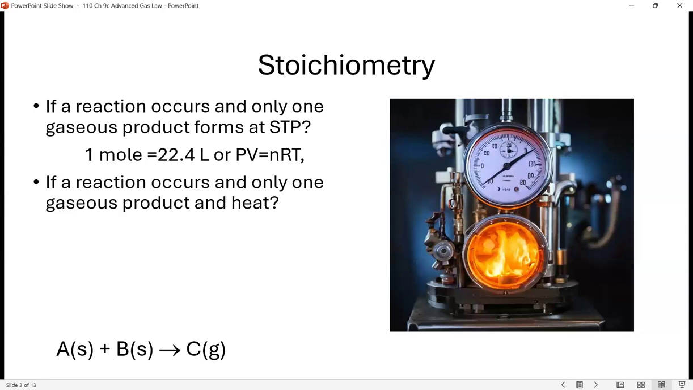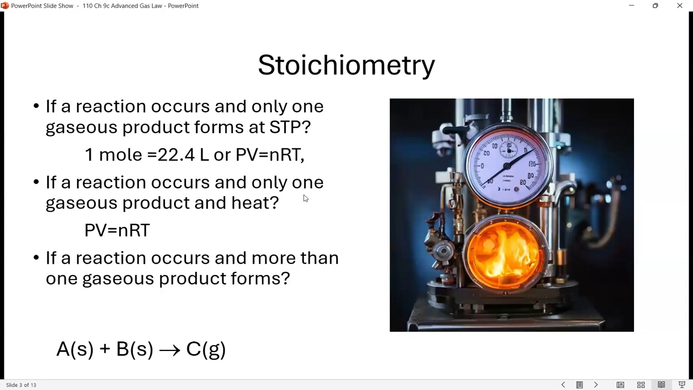If a reaction occurs and we heat it up or we're not at STP, then we can't use this relationship. We have to go to PV equals nRT. Again, I don't think it's that big a deal for you. And the last one is if we have a reaction occur, and what if we have more than one gaseous product, something like this?